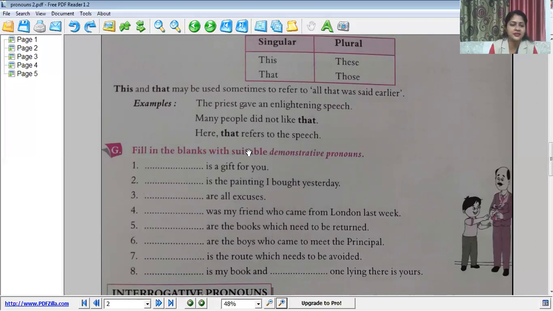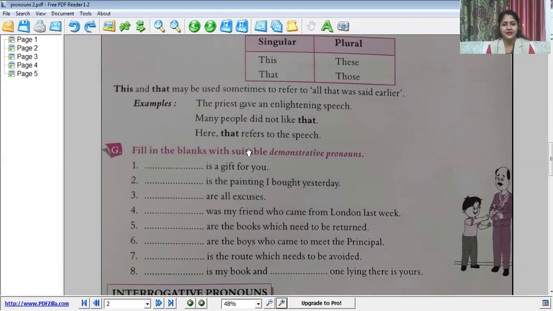Dash is the painting I bought yesterday. This is the painting I bought yesterday. And if you're pointing out, that is the painting I bought yesterday is also correct. Dash are all excuses. These are all excuses. No need to specify. Children, you are also very good at giving excuses. And someday we were also children. We also used to give a lot of excuses.